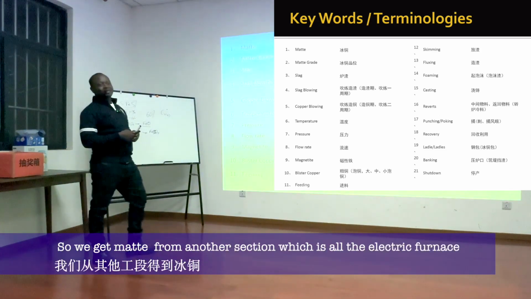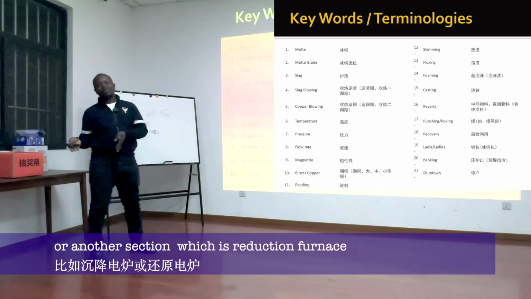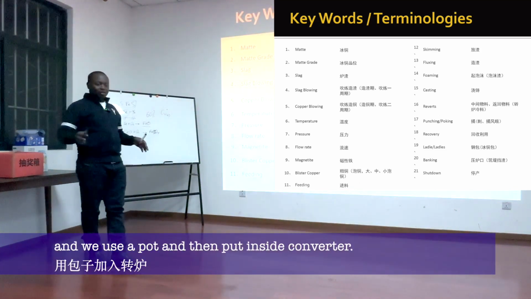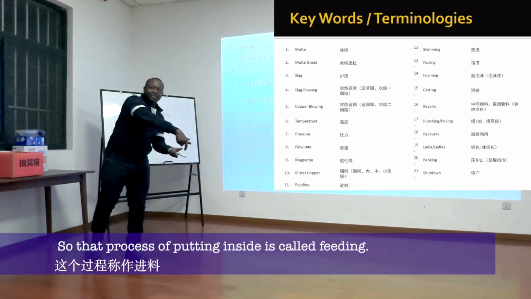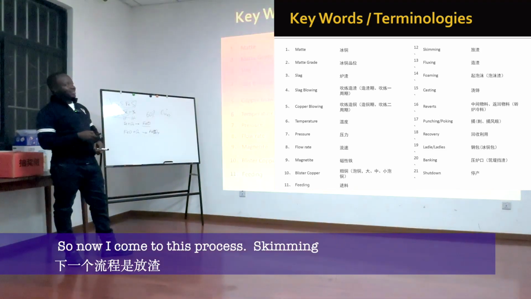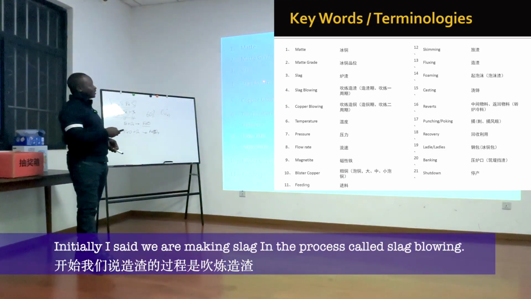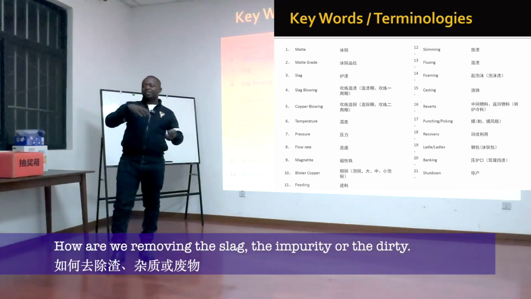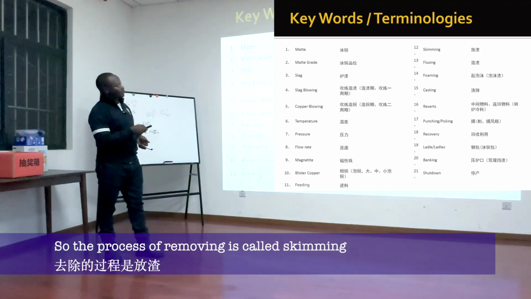We get matte from another section, which is the old electric furnace, or another section, which is the reduction furnace, and we use a pot and then put it inside the converter. That process of putting it inside is called feeding. Now I come to this process, skimming. Initially I said we are making slag in the process called slag blowing. How are we removing the slag, the impurity or the dirt? The process of removing it is called skimming.